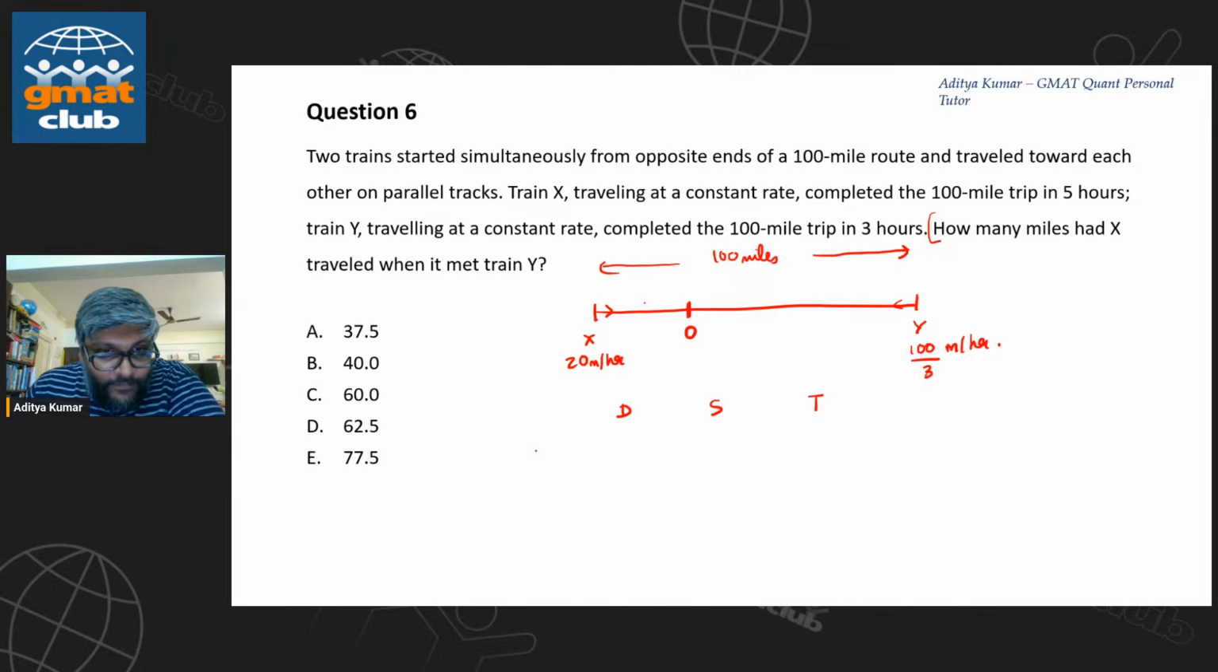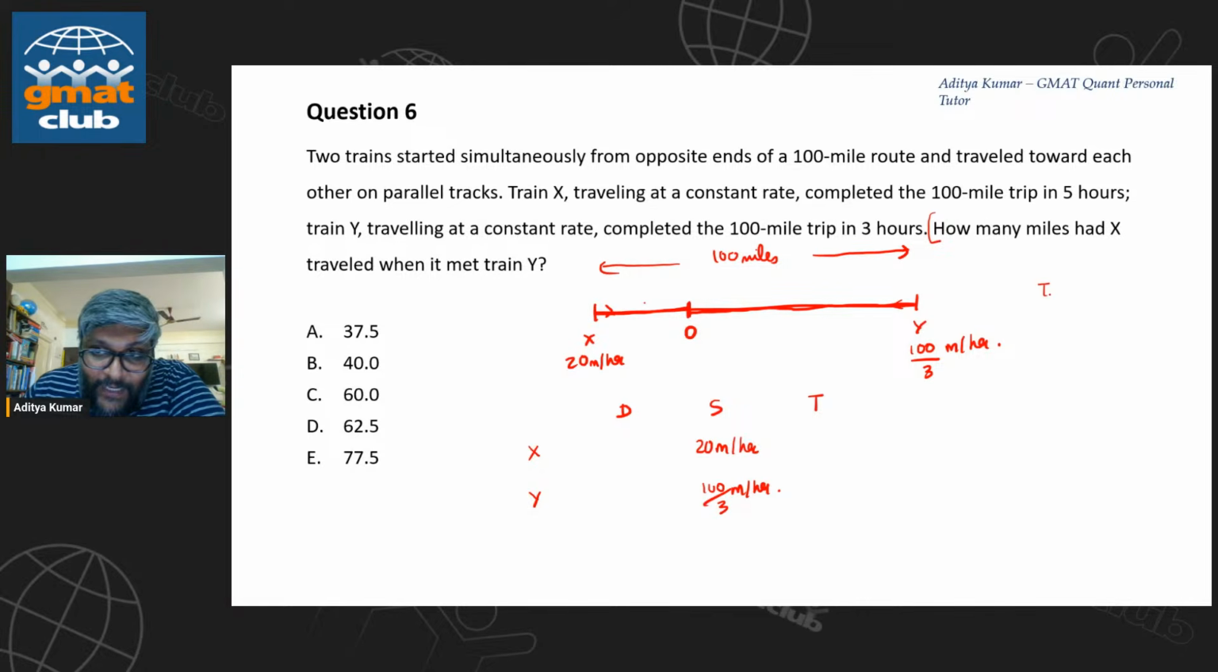So now, X, Y. The speed of X is 20 miles per hour. The speed of Y is 100 by 3 miles per hour. Right? Now I told you I can either make my equations via the distance or via the time. Since I know they are traveling towards each other and traveling simultaneously, which means they're traveling at the same time, the time that X would travel to reach O would be exactly the same as the time that Y would take to reach O.